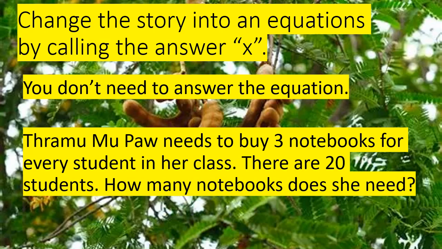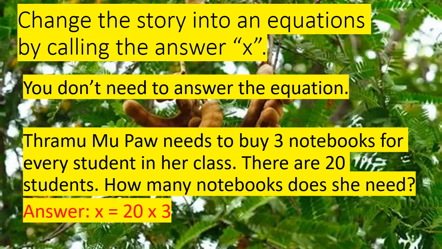So in this one, Thramumupo needs to buy 3 notebooks for every student in her class. There are 20 students. How many notebooks does she need? So you need to write the equation. You don't need to give me a number. And the answer is x equals 20 times 3. 20 students times 3 notebooks per student.